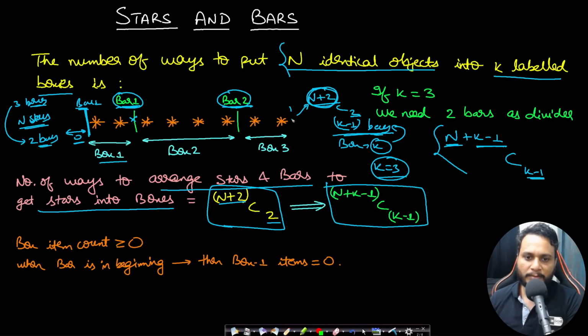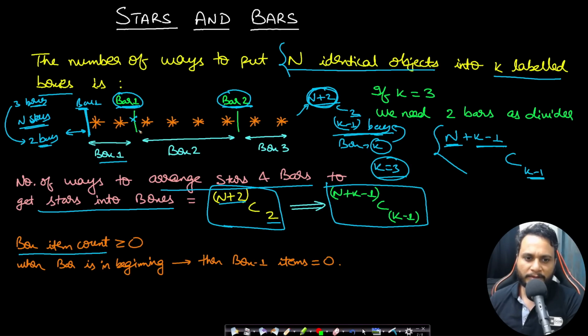Also the bar 2 can be placed at the right hand side, and in such case the box 3 will be empty, or the 2 bars can be placed together. So in that case the box 1 and box 2 can get empty. So you can do multiple types of arrangements in such a way that you can say that the box item count will be greater than or equal to 0.